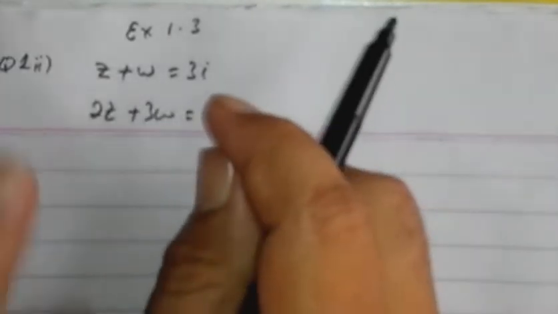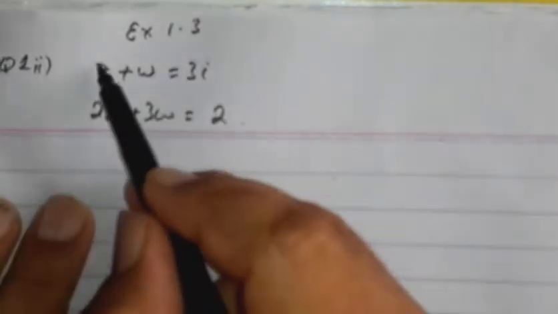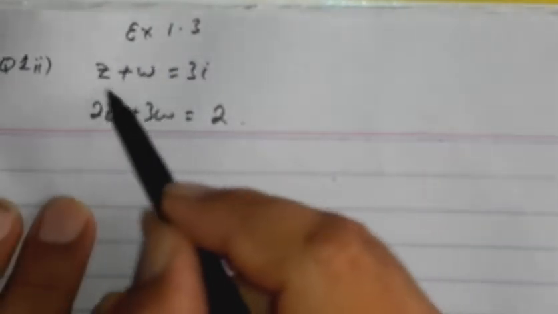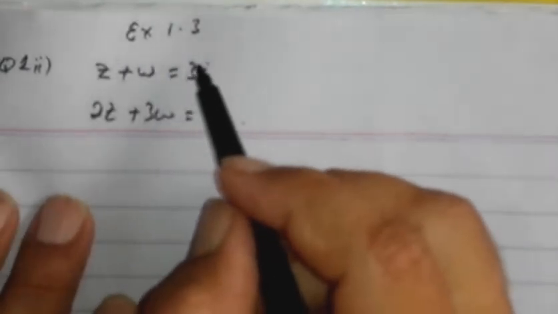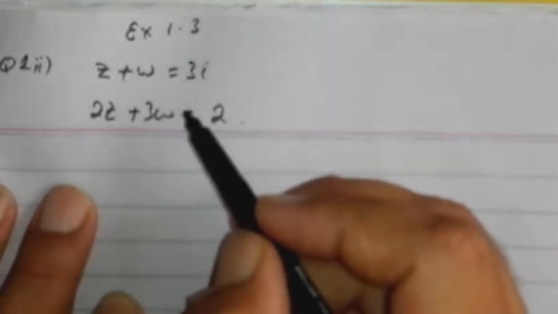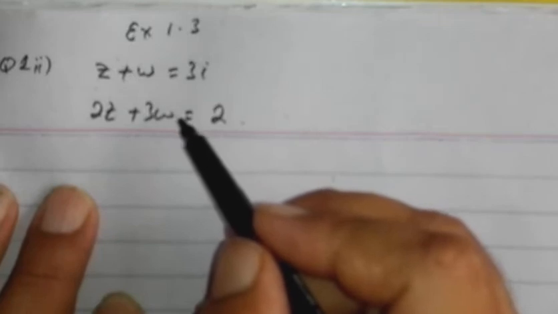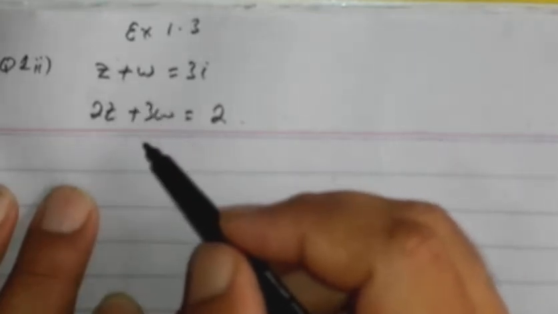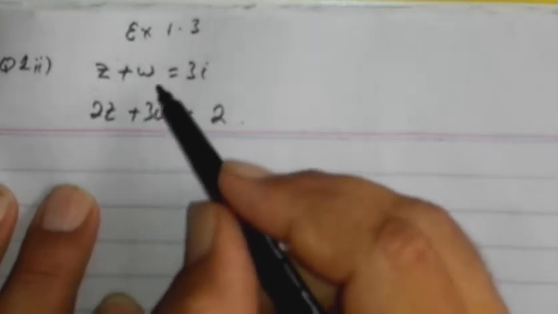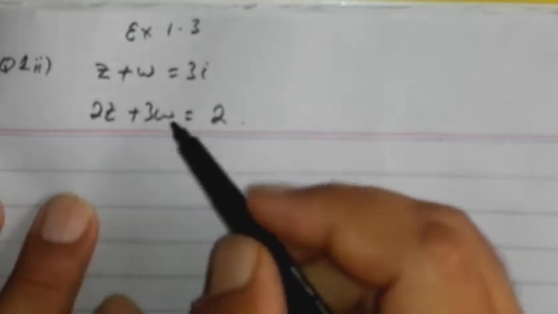These are two simultaneous linear equations. The degree of the variable involved here is 1, so that's why it is a linear equation. And simultaneous equations are those equations which are satisfied by the same roots. These two equations will have the same roots. So that's why they are called simultaneous linear equations.